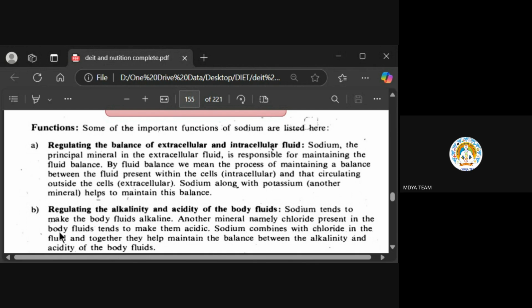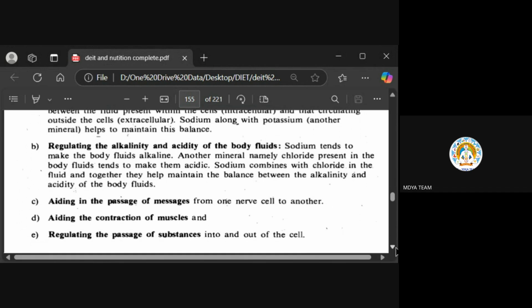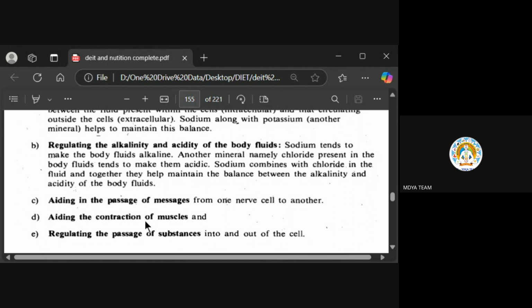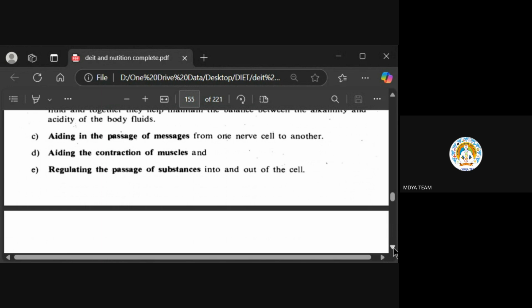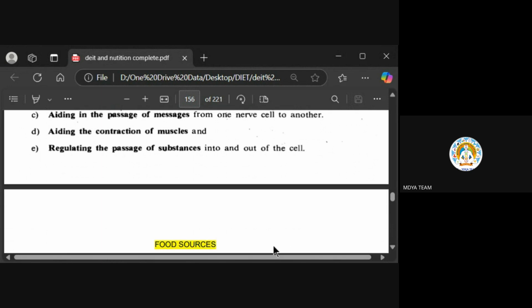So sodium combines with chloride in the fluid, and together they help maintain the balance between the alkalinity and acidity of the body fluids. Then they also help in the messages of the nerves, the passage of messages from one nerve cell to another, so they transmit nerve impulses, and also help in the contraction and relaxation of the muscles. And thus they help in the passage of substances in and out. Sodium also helps in controlling the blood pressure, and this maintains the acid and base balance. The acid and base balance means the alkalinity and acidity of our body.